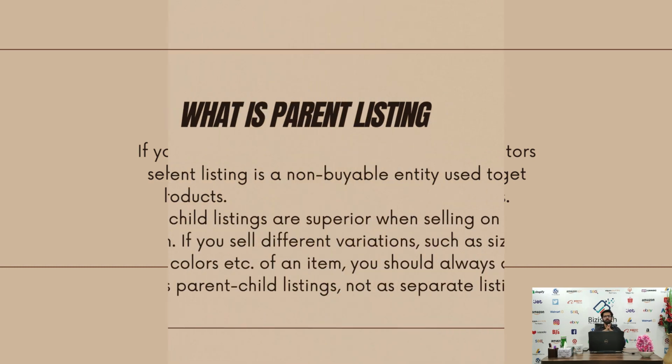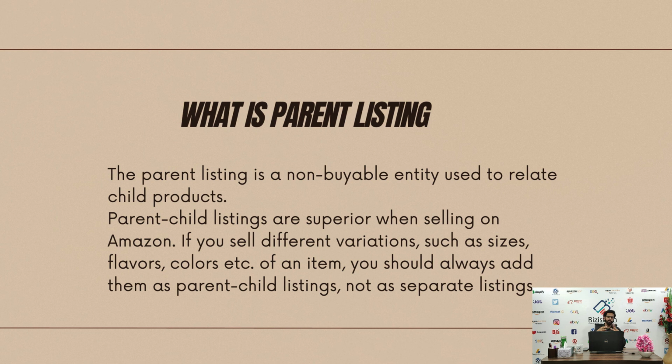So let's move on. What is a parent listing? The parent listing is an entity which is not buyable. It is used to rate the child products. The parent listing is superior when selling on Amazon. If you are selling different variations such as flavor, color, size of an item on Amazon, you should always create them as a parent-child listing, not as separate listings.